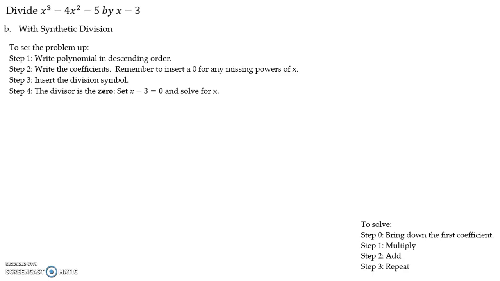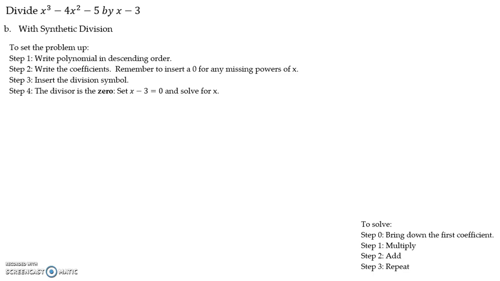So let's go ahead and take a look at that same problem, only this time we're going to be solving it using synthetic division. So we've got the polynomial x cubed minus 4x squared minus 5, and we're trying to divide it by x minus 3. So let's talk about setting up this problem.